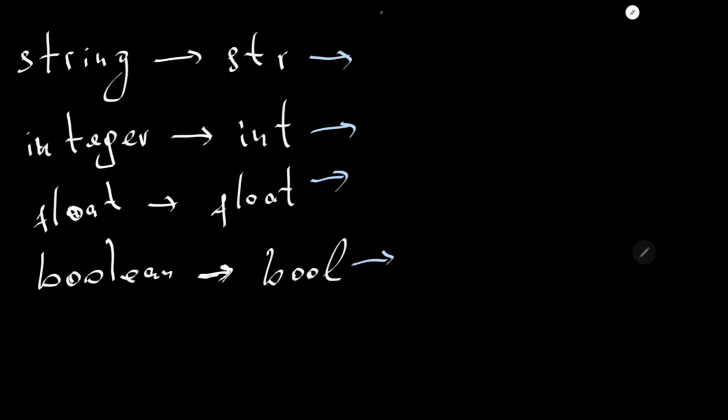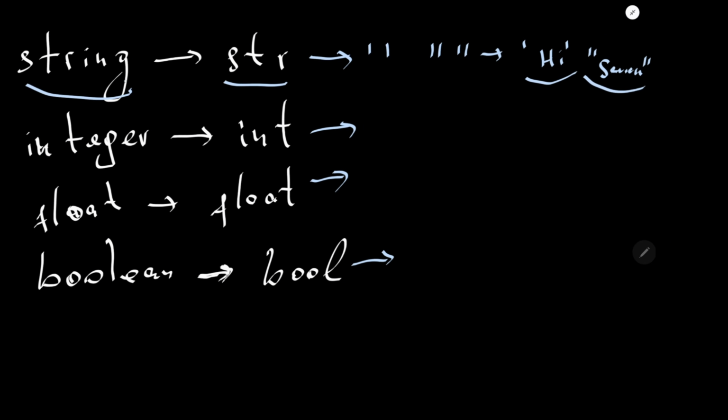For str, when we create variables with single quotes or double quotes, it will be str. As an example, I will create "hi", or I will create "Sanan" in double quotes. It doesn't matter what you write inside the quotes. If there are quotes, it means that it will be str. String is used for texts, sentences, statements, and other expressions.